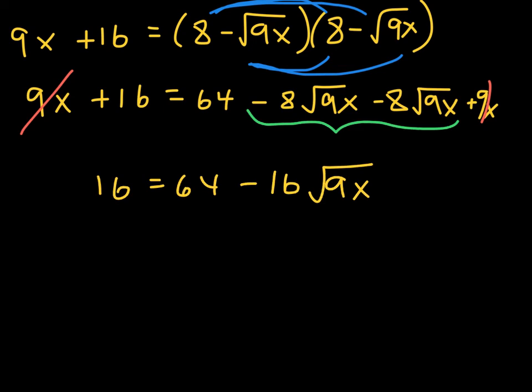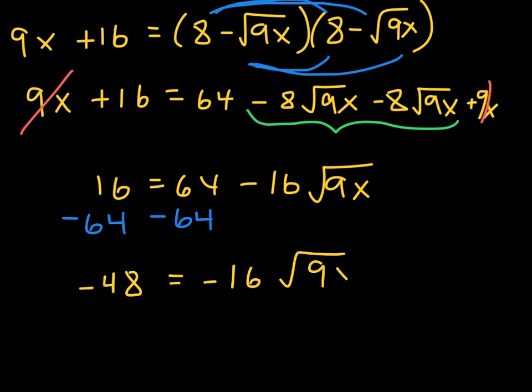Now, the instructions in the very beginning of the lesson said, if a radical remains, repeat step 1. Go back to step 1. Step 1 is isolate a radical. So now we have to isolate this radical, get it all by itself. Let's start by subtracting 64 from both sides. 16 minus 64 is negative 48.